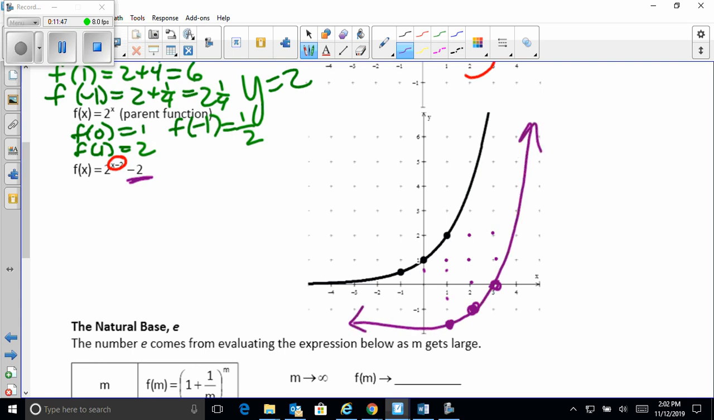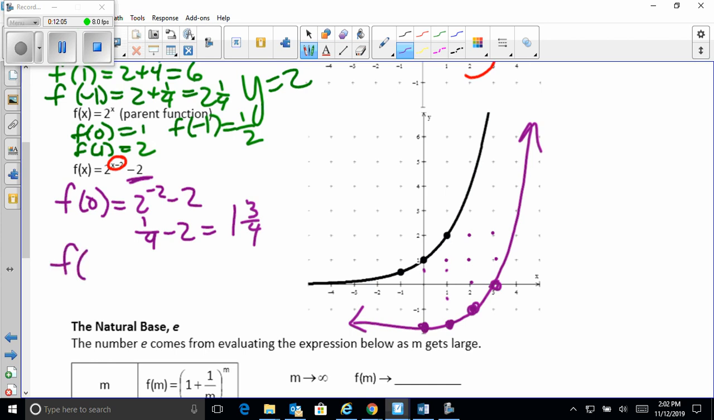But if I wanted to check, f of 0 is going to be 2 to the negative 2 minus 2, which is 1/4 minus 2, 1 3/4. I didn't actually move that one, so that adds about where I'm going through. F of 1, let's do the one that I actually moved. That's going to be 2 to the negative 1 minus 2, which is 1/2 minus 2, which is, oh, I should do a negative, negative 1/2. Yep, that's where I am, right there.